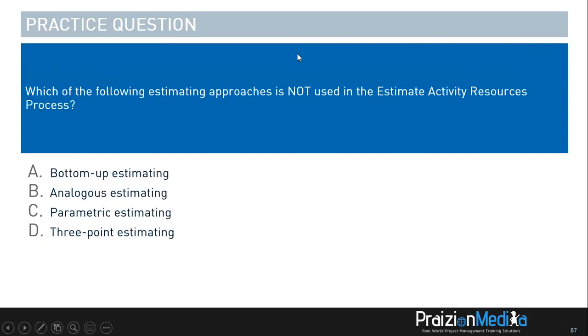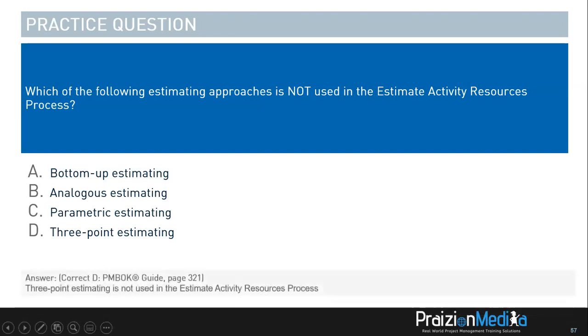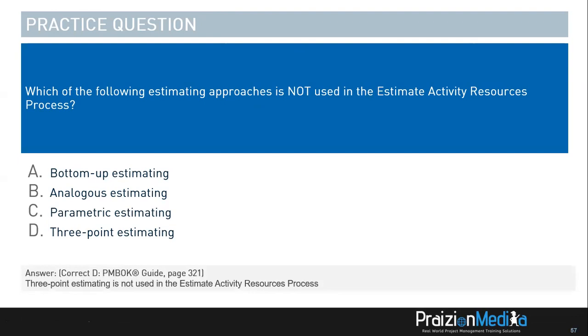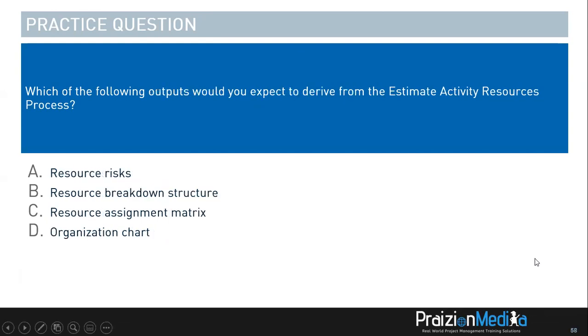Which of the following estimating approaches is not used in the estimate activity resources process? All right, 3, 2, and 1. So in the world of cost and schedule, we use bottom-up, analogous, and parametric. But in this world, we do not use 3-point estimating when it comes to resources. There's more variability where these are concerned, so we do not use 3-point estimating. Let's move on to our next question.